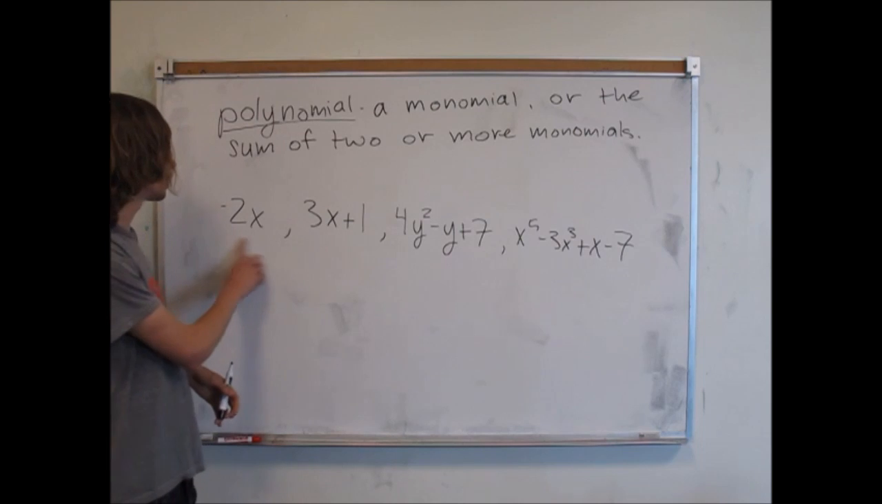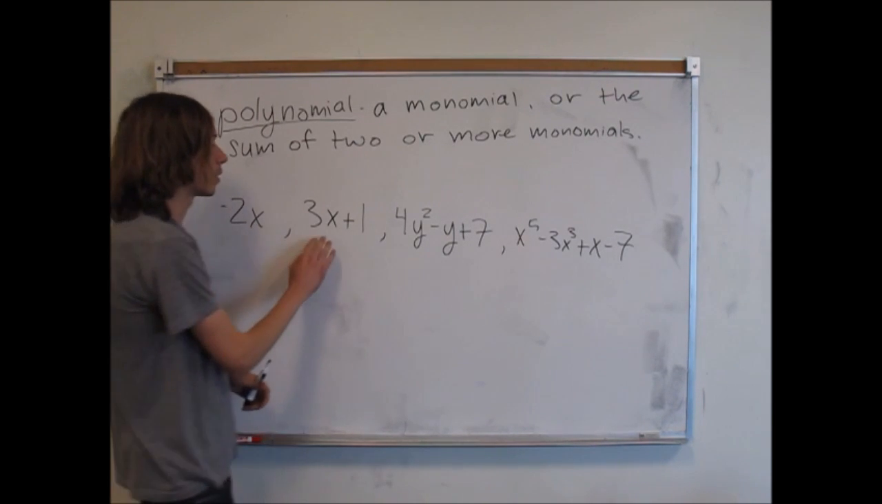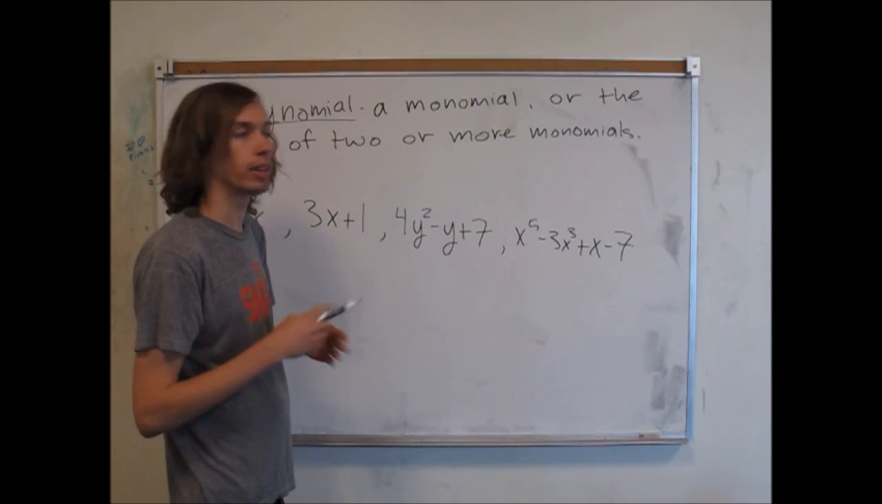Let's take a look at some examples. Right here we have -2x. That's just a plain monomial, right? We looked at that earlier. We have 3x plus 1. This is, let me actually tell you one more thing.